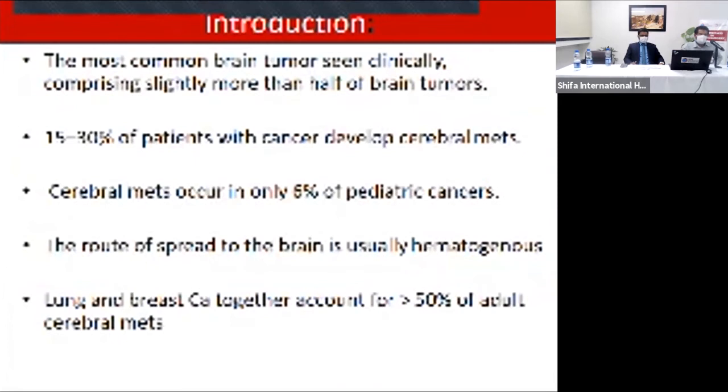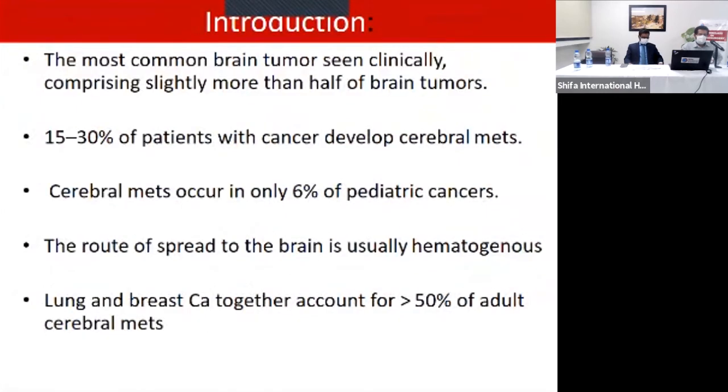Most common brain tumors seen clinically, comprising slightly more than half of the brain tumors. 15 to 30% of the patients with cancer develop cerebral metastasis. May occur in 6% of the pediatric cancers, and route of spread to the brain is usually hematogenous. And lung and breast carcinoma account for more than 50% of adult cerebral metastasis.